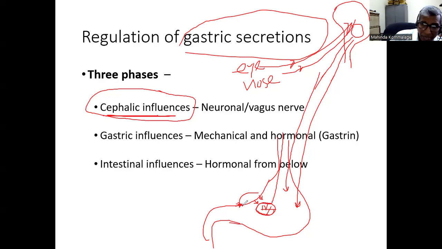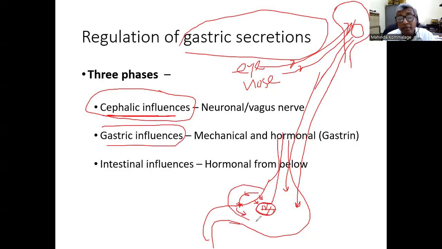Local reflex can be operated through the nerve plexuses, with afferent and then efferent coming from there to do the secretion. So that is the local reflex. Of course, we can call it a gastric influence. It will operate locally without being connected to the brain or spinal cord, right? For this local reflex, mechanoreceptors, some nerves and receptors, as well as hormones are important. Gastrin is one main hormone.